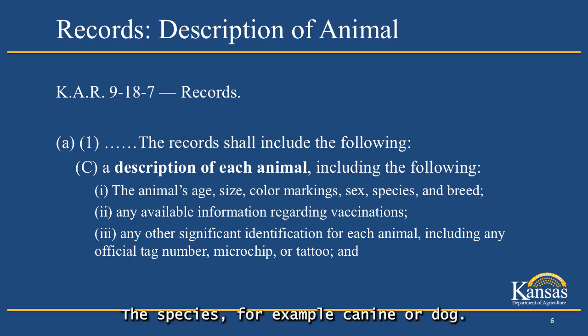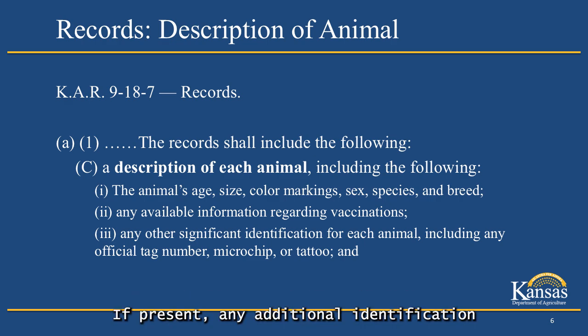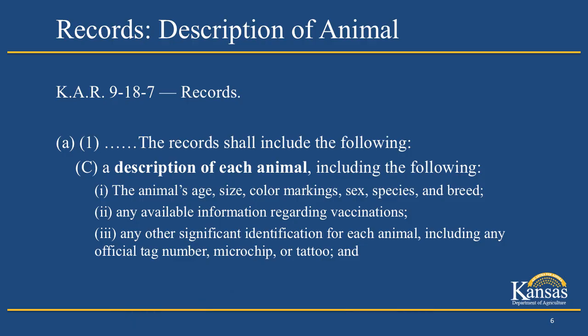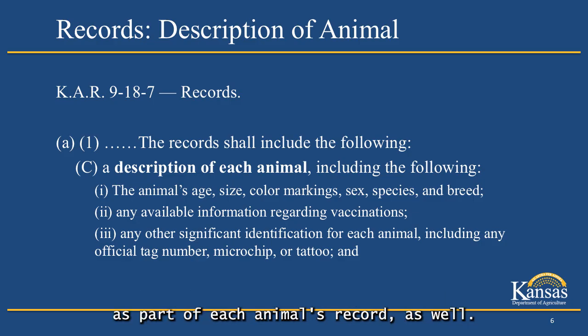The species, for example, canine or dog. The breed. If the breed is unknown, an educated guess will suffice. If present, any additional identification, such as a tag, microchip, tattoo, etc., must also be included as part of the description of the animal. Any information regarding administered vaccinations must be maintained as part of each animal's record as well.